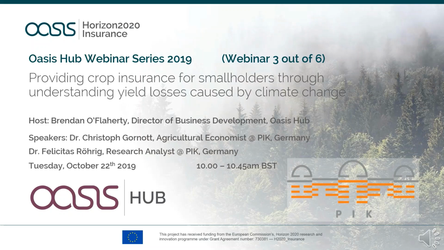We are grateful for today's panel, who are Dr. Christoph Gornott, an agricultural economist. Dr. Christoph is the leader of the working group, Adaptation in Agricultural Systems at Potsdam Institute for Climate Impact Research. His research expertise and interests lie on the impacts of climate change by using and comparing different models. Dr. Christoph holds a PhD in agricultural economics.